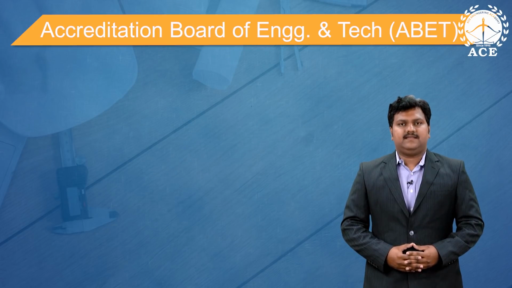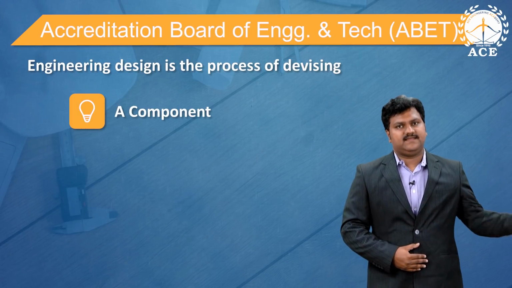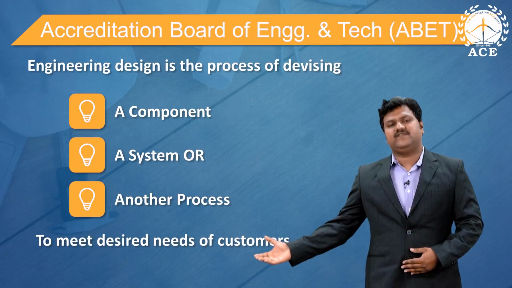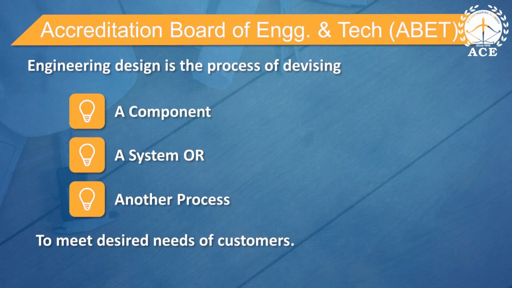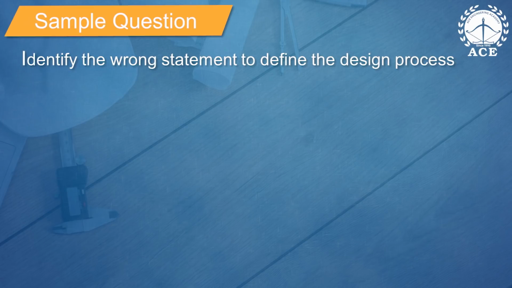However, on a standard basis, the Accreditation Board of Engineering and Technology, ABET, has defined design as a process of devising a component, a system or another process to meet the desired needs of the customer. Let us now look at a sample question based on the definition of the design process.